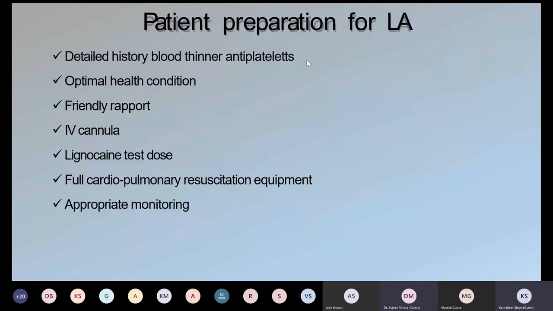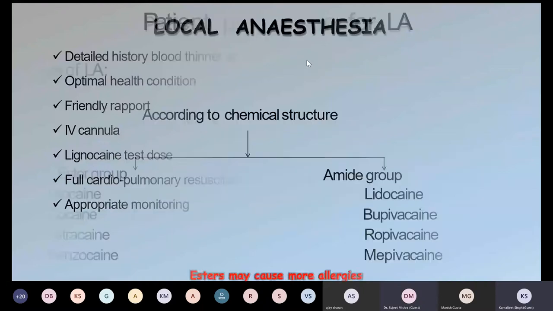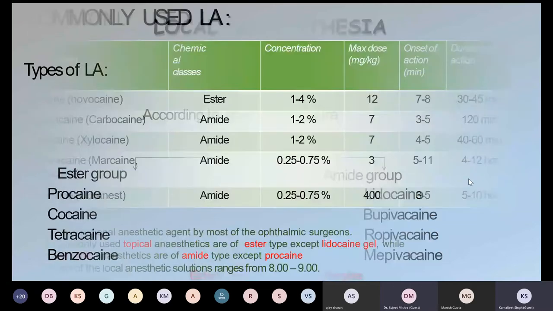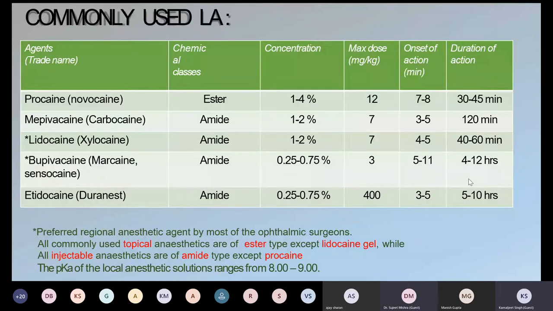So for local anesthesia, you have two groups: the ester group, which has more complications, and the amide group, which are the recent ones, lidocaine and bupivacaine. Mostly we use lidocaine and bupivacaine in our setup. This is another drug which has come in India again, bupivacaine, so that can also be used. The commonly used anesthesia is a combination of lidocaine and bupivacaine, in a 1:1 or 1:2 ratio.